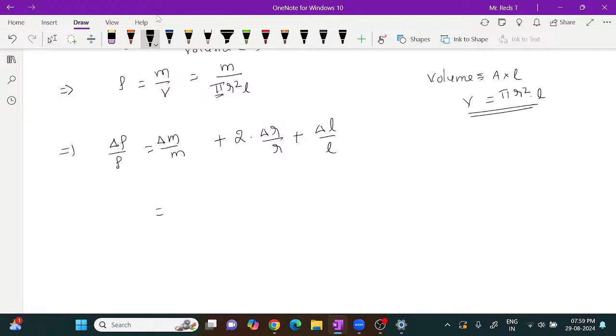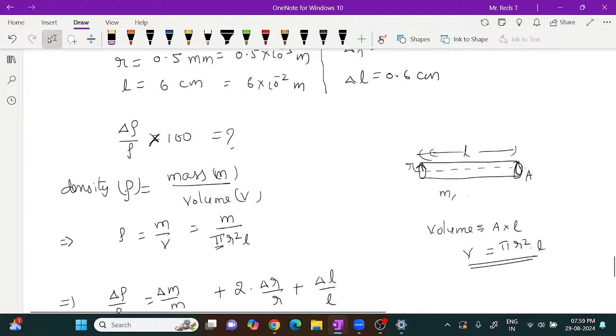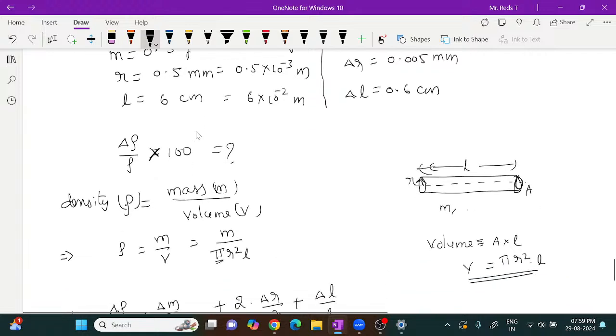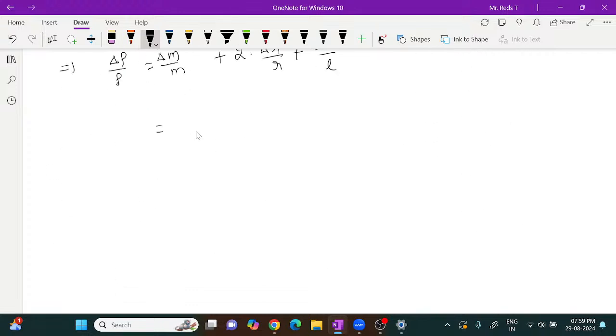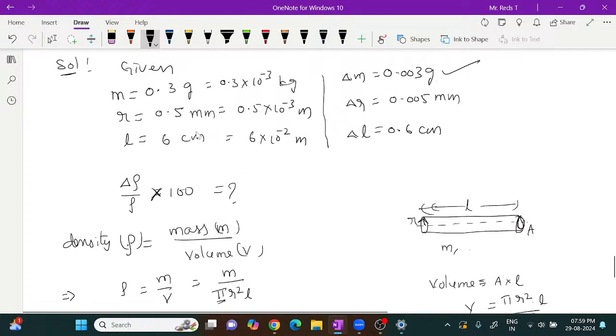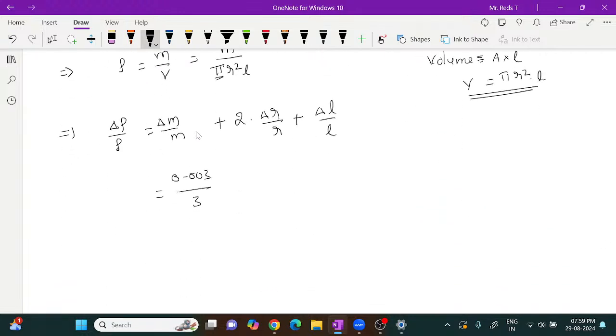So this is equal to delta m by m. Delta m is how much? Note down from the above given data. Delta m is 0.003 gram, m is 0.3 gram. So 0.003 gram by 0.3 gram. Gram cancels anyway, no problem.